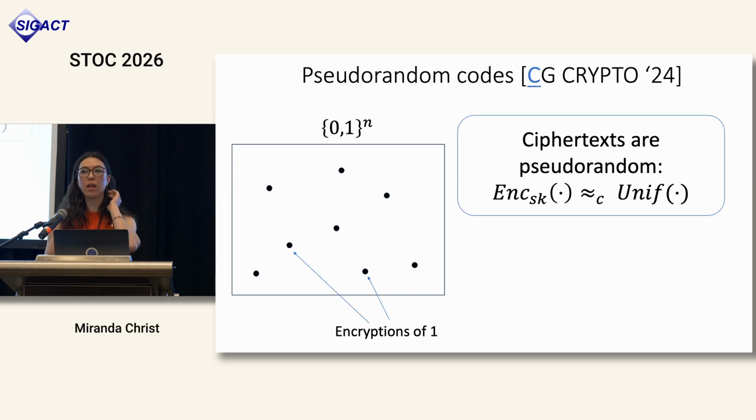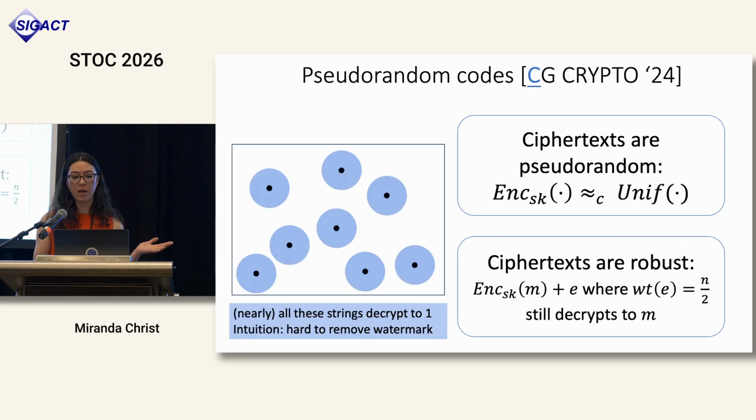And so you can visualize a pseudorandom code, say, by plotting encryptions of 1 on the binary hypercube. These should look like random points. And then robustness says that if you draw fairly large Hamming balls around them, nearly everything in these Hamming balls should still decrypt to 1. And so what this gets when applied to watermarks is that it's hard to remove the watermark.